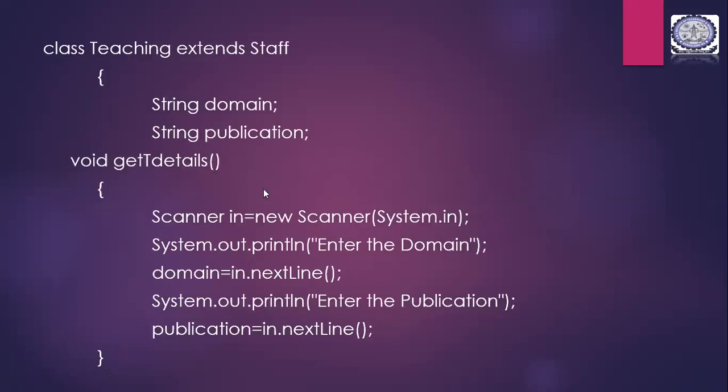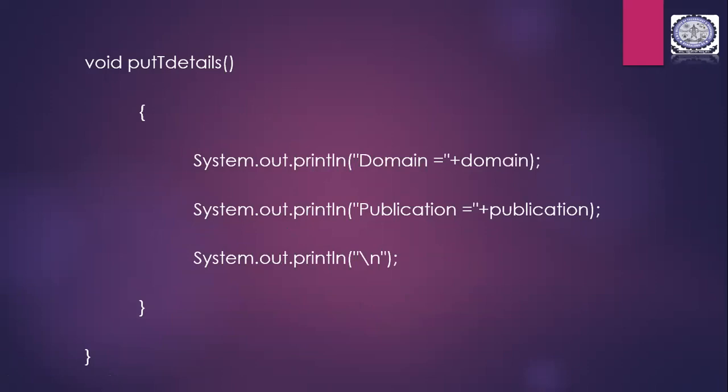So this is for the class. Since you have defined two more variables here, you have to ask get T details. Get T details is teaching details. You define another function here. So that was get staff details. Here you are asking it to give the T details. So here get T details. You will have the teaching details taken from the user, and you have defined another function here to display the details.